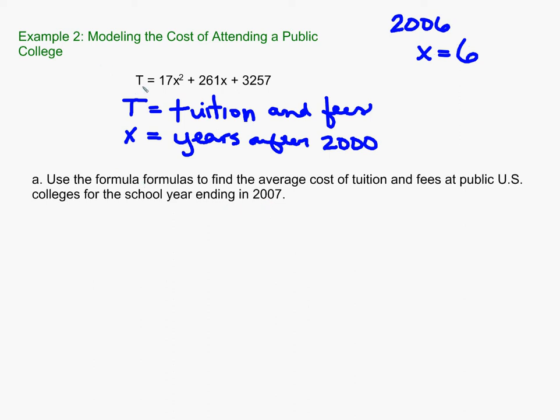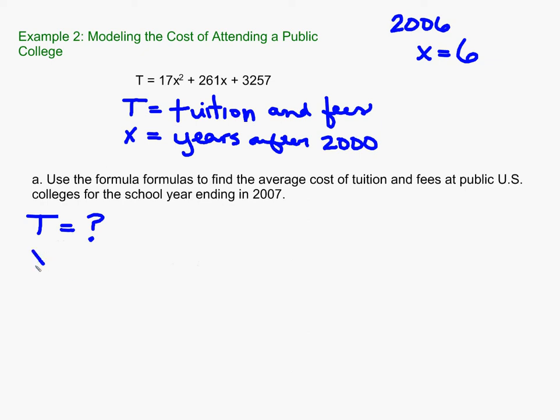I would suggest that whenever you're given a formula, right underneath you specify what each of the variables are equal to so that you don't mix them up when you do questions. So here we have t is equal to tuition and fees, and x is equal to years after 2000, and that's the formula. So the question A: use the formula to find the average cost of tuition and fees at public U.S. schools for the school year ending in 2007. In this case, they are looking for tuition. For that variable, I don't know. That's what I'm trying to find. So t is equal to question mark.